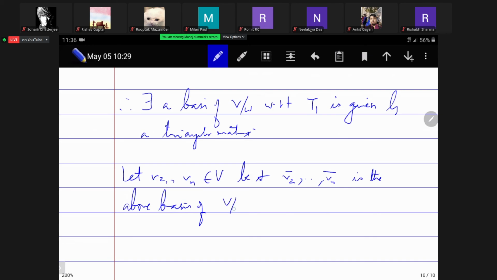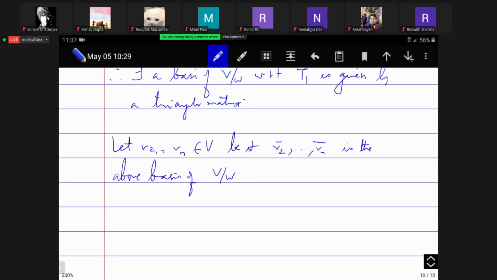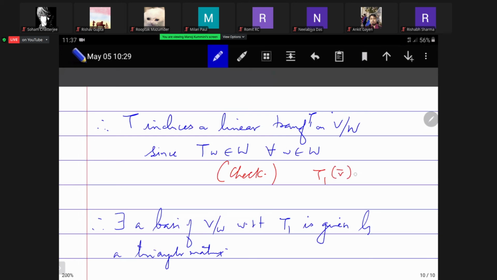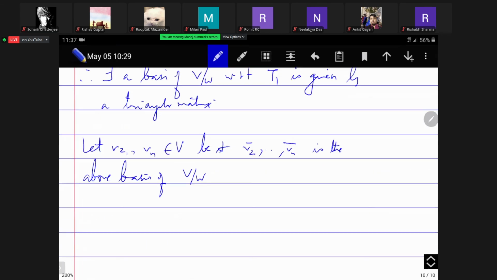So this is what we have. Maybe I should just write this. The thing is T1 of V bar is T of V bar. That's T1. So check this. Given this explicit statement, you should be able to check that this works because TW is inside W. So if V2 through Vn are such that this is the basis for V mod W, now we take V1 through Vn.